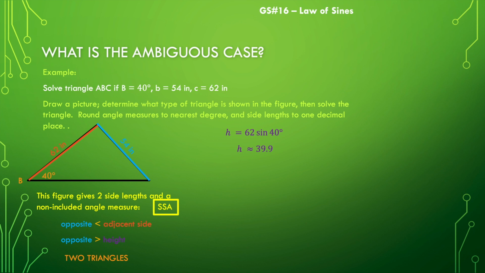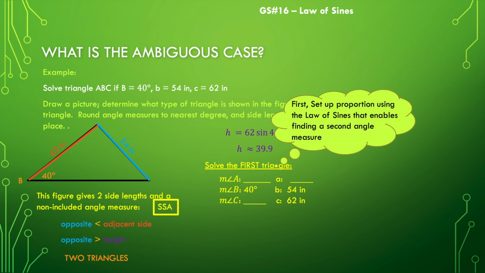The first triangle is exactly what you see here. So we're going to go ahead and solve it just like we did the first example. We are going to start by organizing our work and put everything in its rightful place. I know that the measure of angle B is 40 degrees. I know side length B is 54 inches and side length C is 62 inches. I'm looking at my proportion that allows us to solve for a second angle.